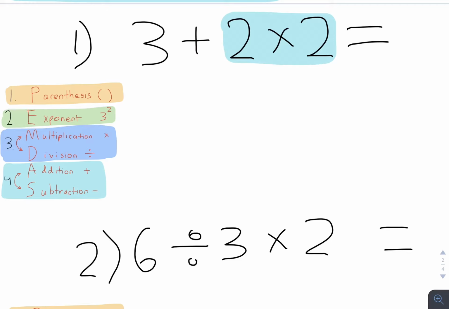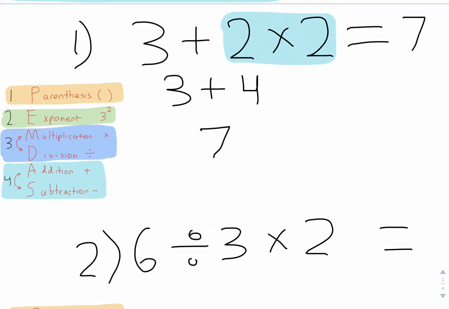So let's do that. Now this expression will become 3 plus 4, since 2 times 2 is 4. There are no more multiplications in this expression, so we can move on. The final thing, in step 4, is addition and subtraction. As we can see, there is an addition in this expression, 3 plus 4. So we solve that. 3 plus 4 is 7. This gives us that the final answer to the expression above is 7.